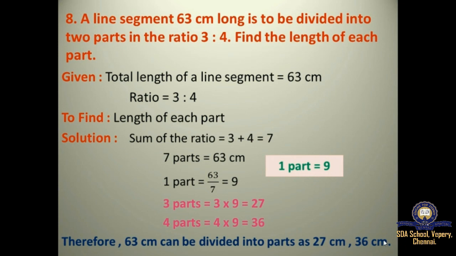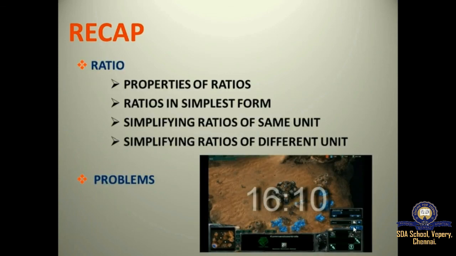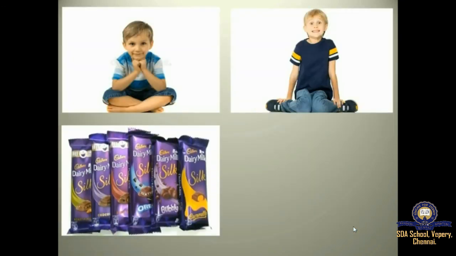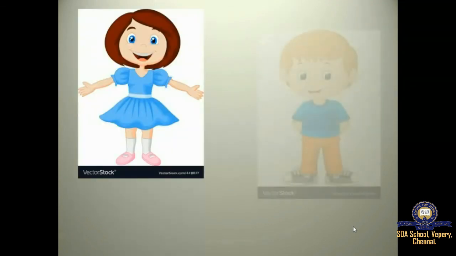Got it, students? So that's it for today's class. We have completed the exercise number 3.2. Now I'll do a recap of what we learned in today's class. First we looked into what are equivalent ratios. We looked into an example on how to find the equivalent ratios.